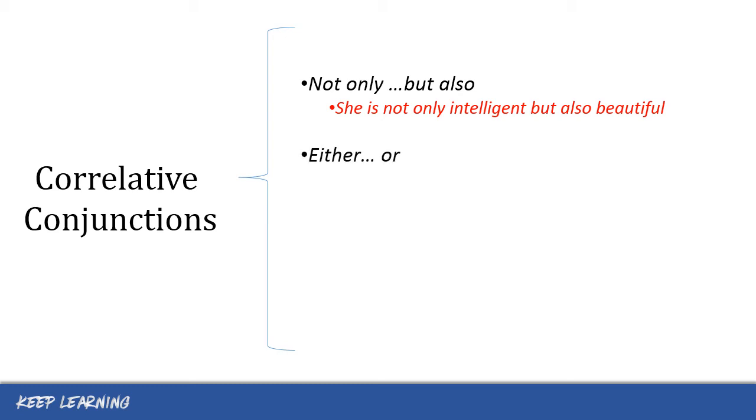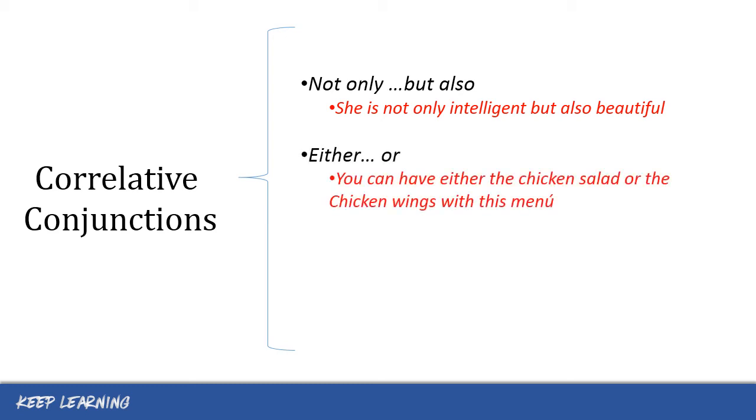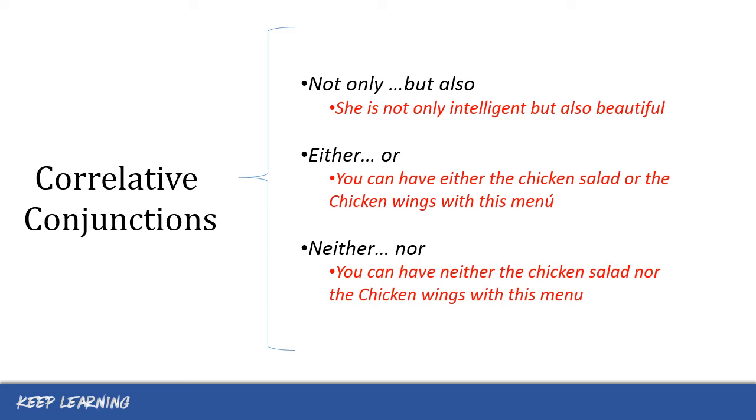Now, either or. Bien sea o. You can have either the chicken salad or the chicken wings with this menu. You have two options. You have to choose from those two options. You cannot have both. You need one of two. Neither nor, in Spanish we say ni. You can have neither the chicken salad nor the chicken wings with this menu, which means both options are negative, right? You cannot have both options. Ni. And they go together. That's the trick about correlative conjunctions. If you use one, you have to use the other one, because that's the whole trick.